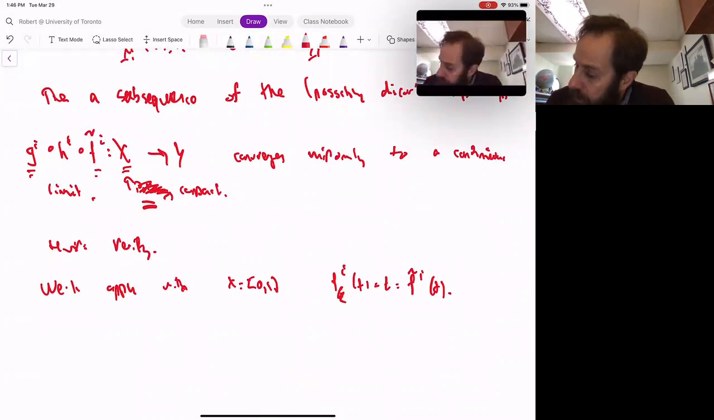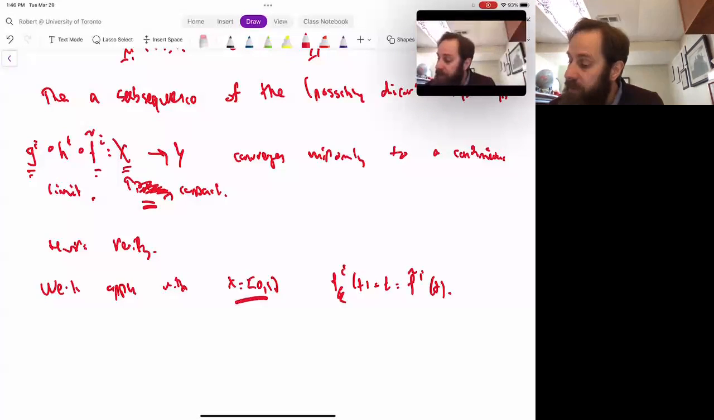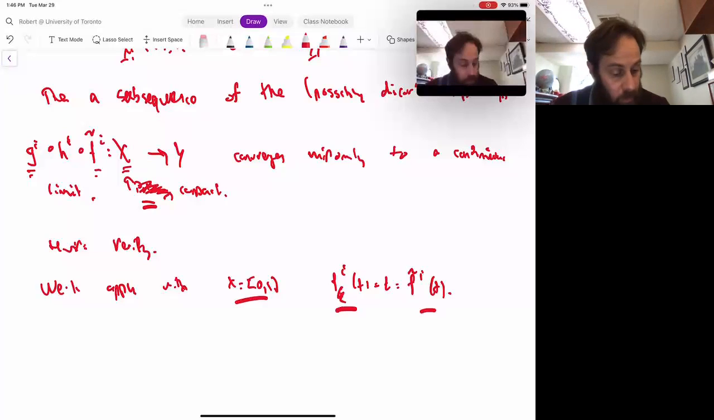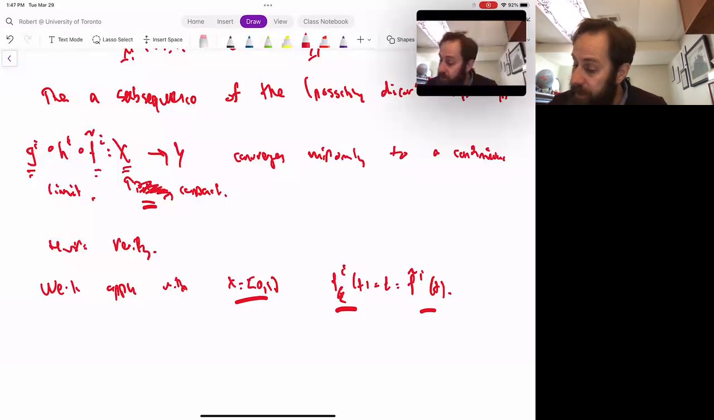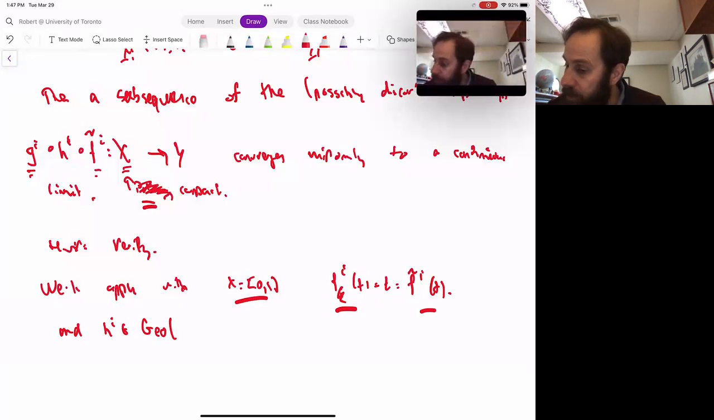Okay. And I'm going to, as I say, apply it to the unit interval where the F_i and its inverse are the identity maps. And really all I want to get out of this generalization of Ascoli-Arzela is that the H_i's are going to be geodesics. And so H_i is going to be a map from the unit interval into, I guess, Y_i.